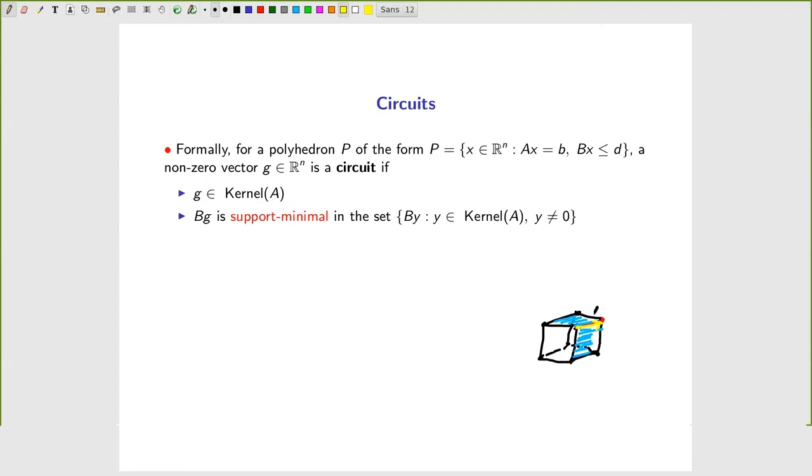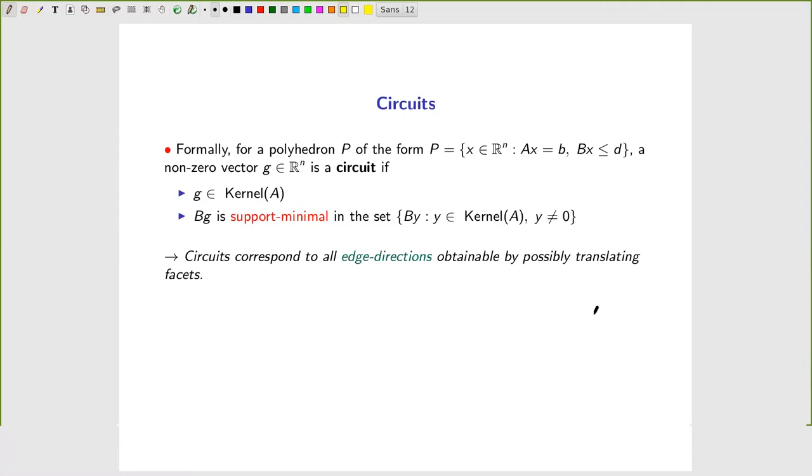As I said, even if you don't want to parse this definition, think of circuits as all the edge directions obtainable by possibly translating facets. These two definitions can be proved to be equivalent. A very good introduction to this is in Elizabeth Finhold's thesis, which you can find online. One thing to notice is that, the way I stated it, if g is a circuit, then alpha g is a circuit for any scalar alpha, because if you multiply a vector by a scalar, it is still in the kernel, and the same is true here. You are not changing the support. So in the literature, sometimes you find them normalized in some way to turn it into a finite set.